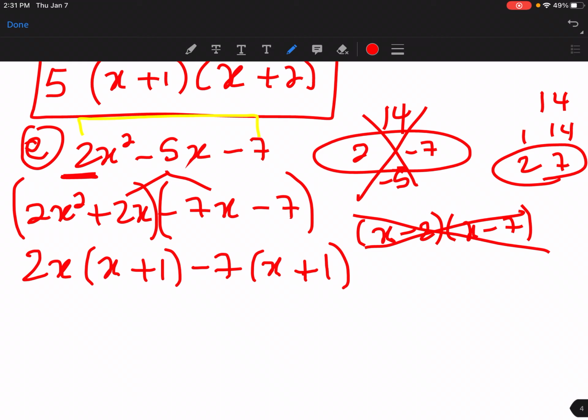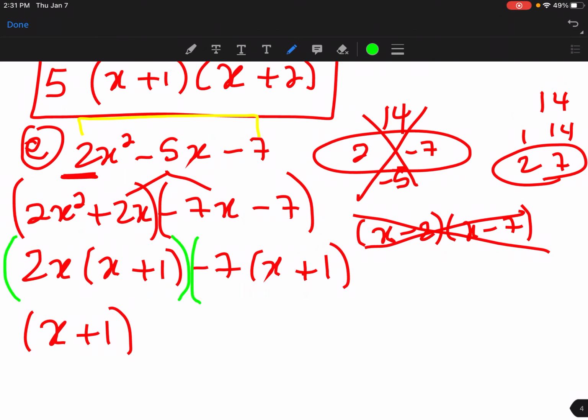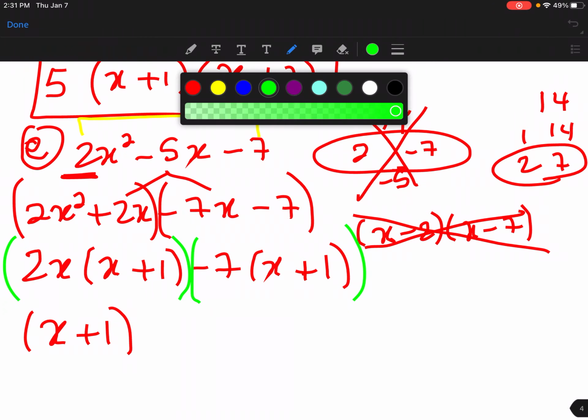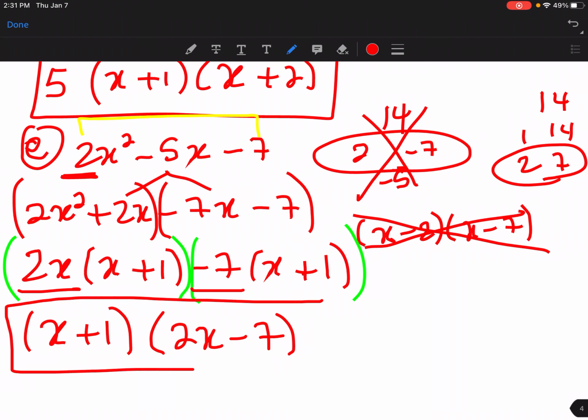When you get to this step, make sure to check that what's in your parentheses is the same. Because they are the same, now we can factor that out and say this is x plus 1. And then once I factor this out, you can look at it as this is one thing and this is another thing. Once you factor out the x plus 1, what we have left is the 2x minus 7. So 2x minus 7 is the other factor that I have.